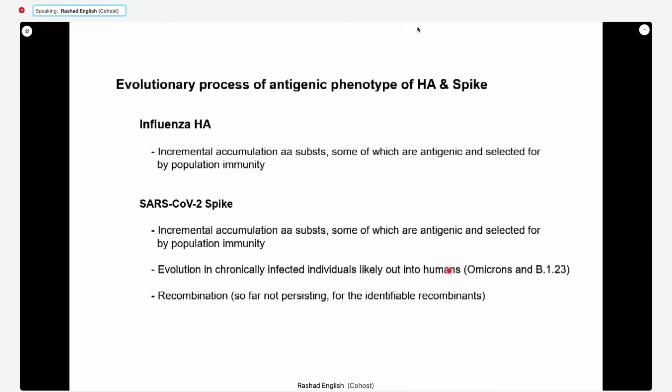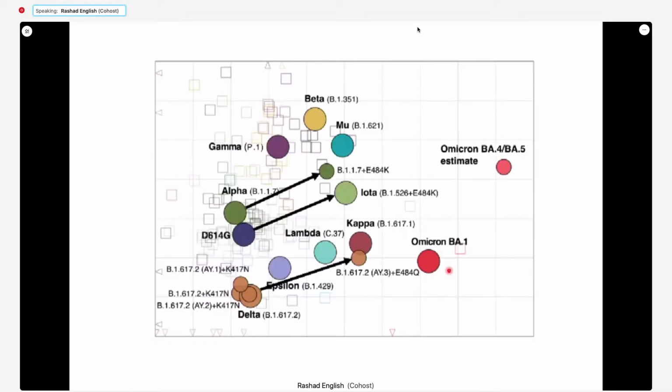But there is incremental accumulation of amino acid substitutions, and they do cause antigenic change. In the interests of time, here are some examples: with the 484K version of alpha, the antigenic change is indicated by the top arrow here. B.1.526 with 484K, the antigenic change there. And then among the delta viruses with 484Q. And these typically increase over time.